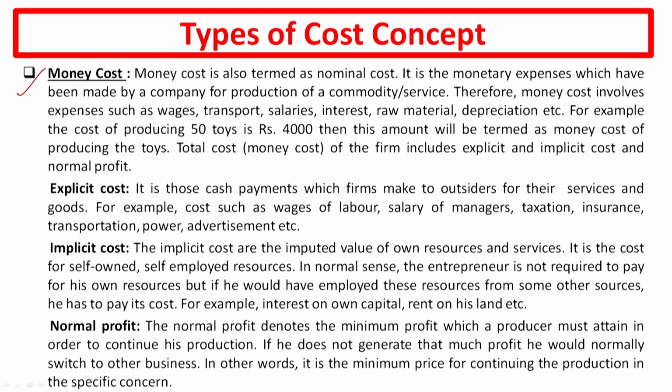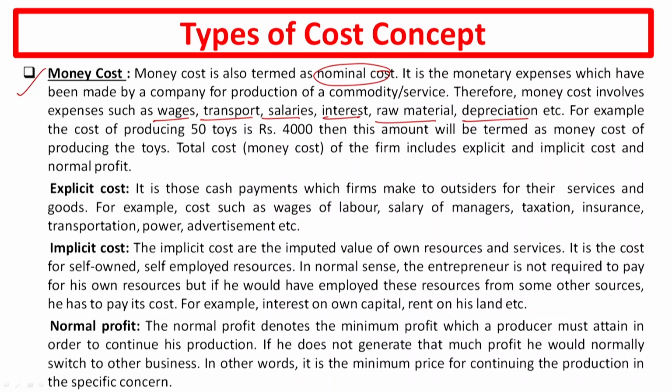Talking about the very first type of concept of cost, that is the money cost. Money cost is also known as nominal cost. Basically, money cost means the overall expenses incurred in producing the commodity, which basically means all the expenses incurred in producing the commodity, that is the money cost, or you can say total cost. These costs are wages, salary, transport, interest, raw material, depreciation, power, fuel, electricity, so many.